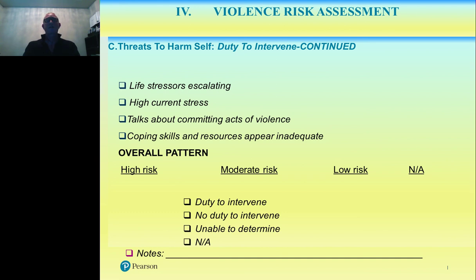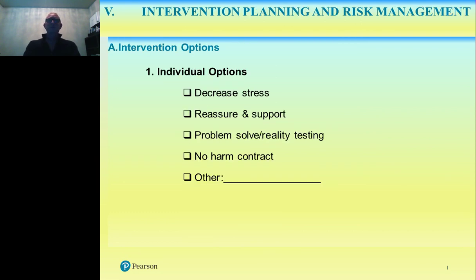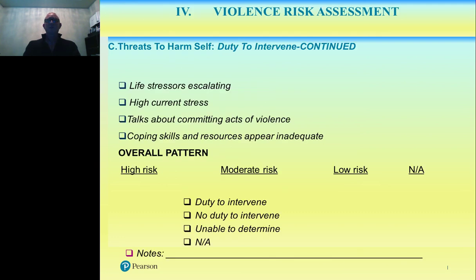And duty to intervene: make notes regarding who you think you need to intervene with, who needs to be informed. Okay, so by the time you get to this level, you should have a very good idea of whether it's escalating, de-escalating, or stable. But then what do we do? You should have a high level of confidence for your estimate of risk at this point.